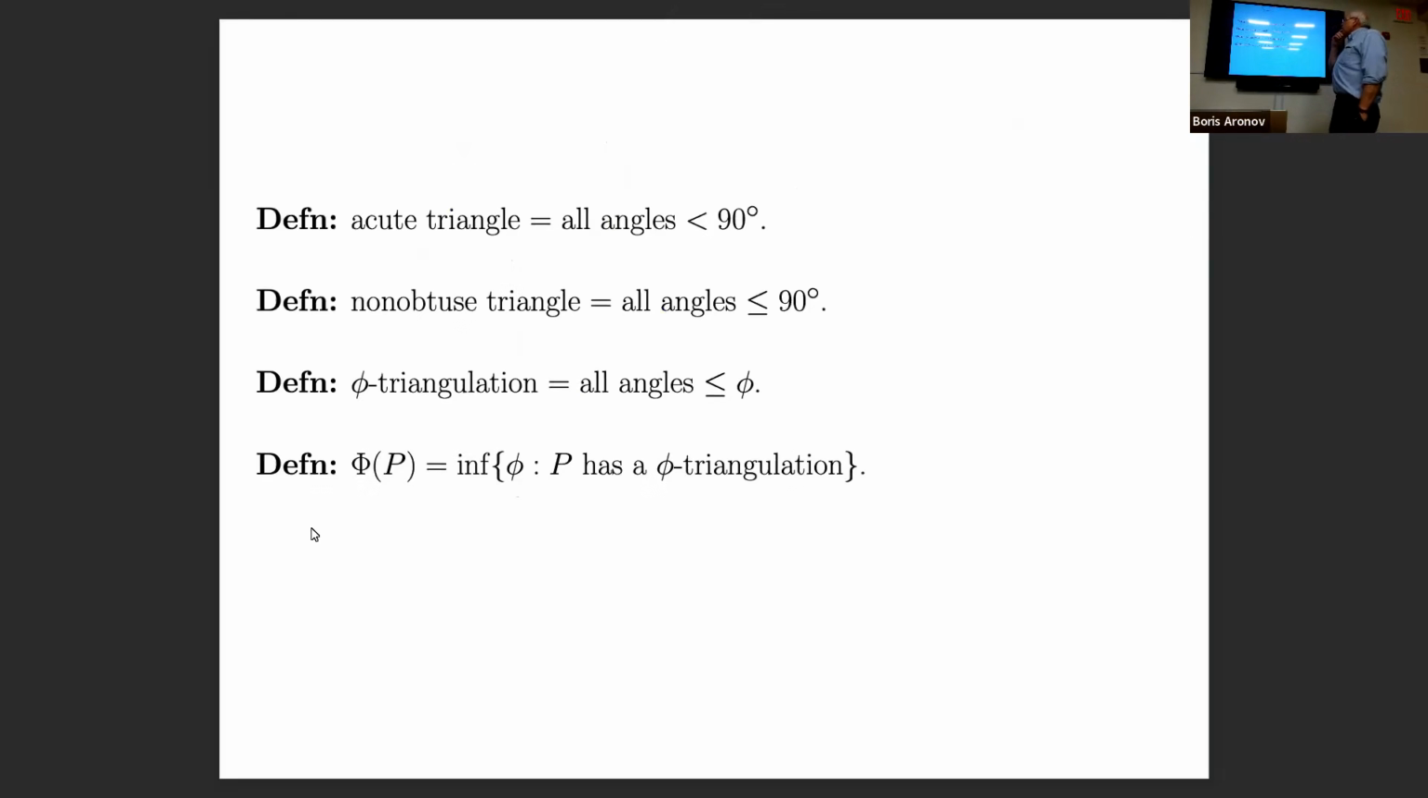Okay. Just a couple of definitions. Acute means all the angles are less than 90. Not obtuse means they're less than or equal to 90. A phi triangulation means all the angles are less than phi. So a non-obtuse triangulation is another word for a 90-degree triangulation. And phi of P is the best angle you can get for a particular polygon. So the whole talk is about how to compute that number. You hand me a polygon, and then you start a stopwatch, and I have to compute what that optimal angle is as fast as I possibly can.